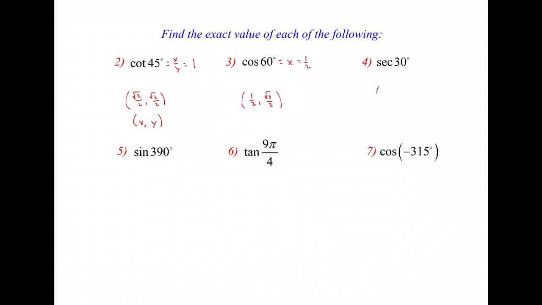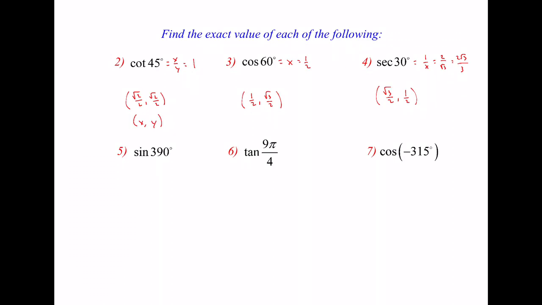Secant of 30 degrees. 30 degrees has an ordered pair of square root of 3 over 2, comma 1/2. Secant is the reciprocal of cosine. Cosine is x, so 1 over x. What's 1 over x? Well, it's the reciprocal of square root of 3 over 2, so that's 2 over the square root of 3, which is 2 square roots of 3 over 3. And that's kind of the way I want you guys to think about this as you're going through and starting to work on these exact values.